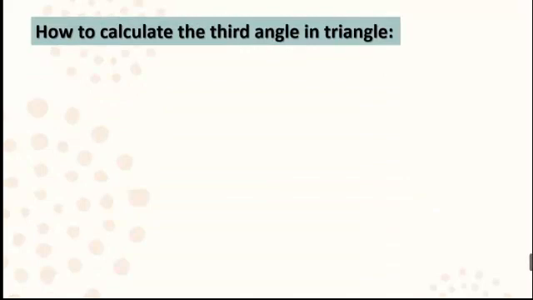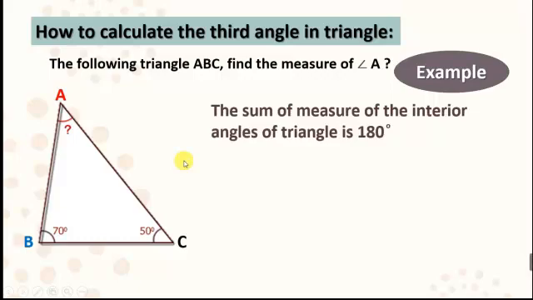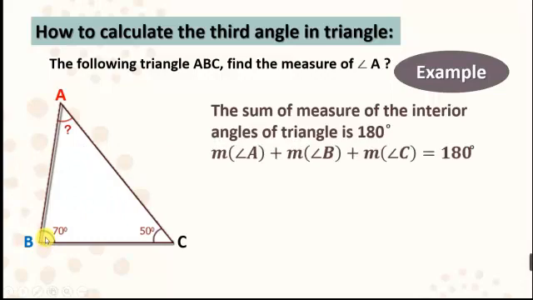point, which is how to calculate the third angle in a triangle. Let's see an example together. In this triangle ABC, I have B 70 degrees and C 50 degrees, and I want to find the measure of angle A. We know that the sum of the measures of the interior angles of the triangle is 180. That means measure of A plus measure of B plus measure of C is 180.